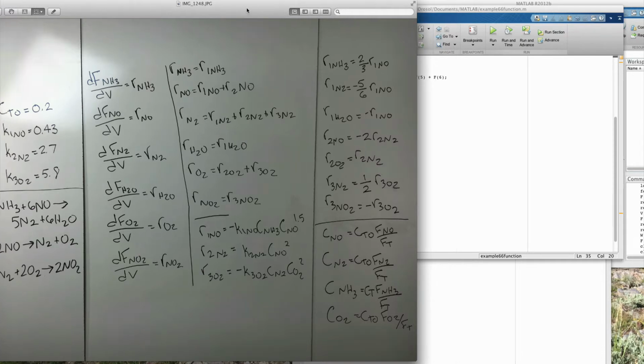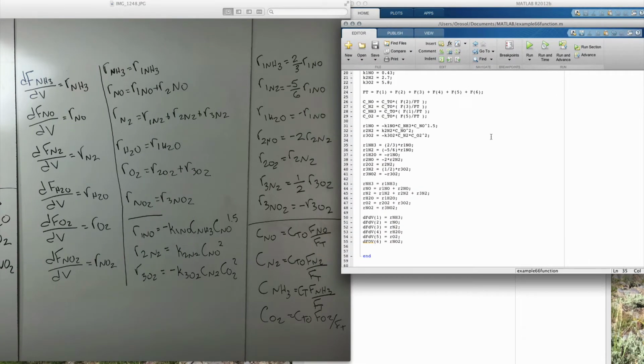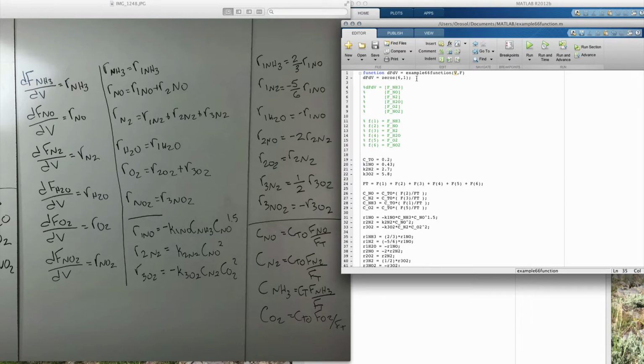Moving over to the code, the first thing you need to do is write a function that solves the right-hand side. This time I called it example 6.6 function. Just remember that whatever you call this, the file needs to be named the same: example 6.6 function.m. In this I'm solving 6 ODEs, so I need this df/dv to be an array with 6 spots. This is really a column, so 6 rows in 1 column. And then this is how I set this up.